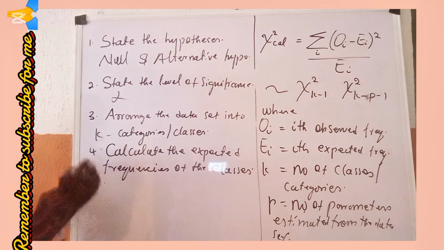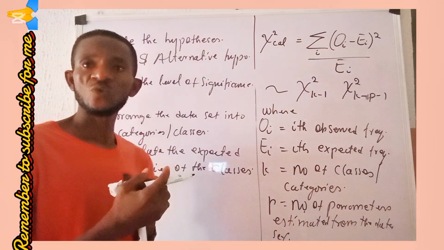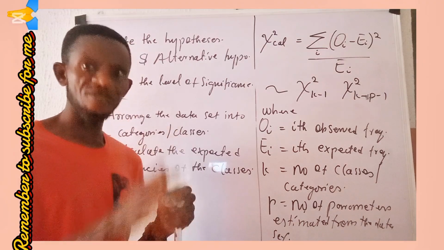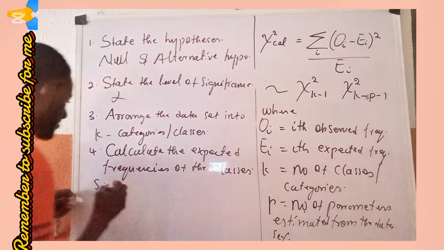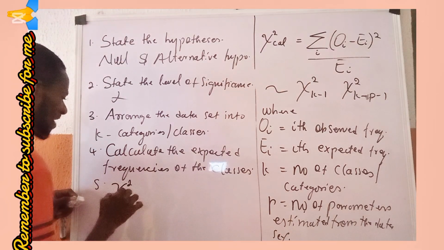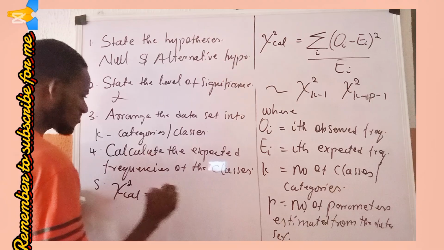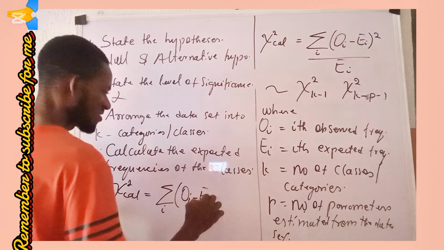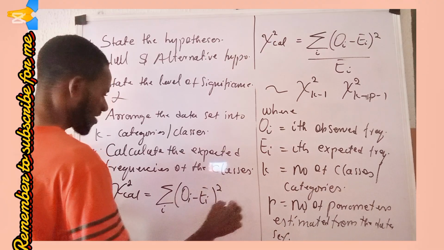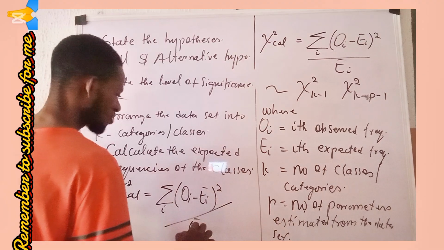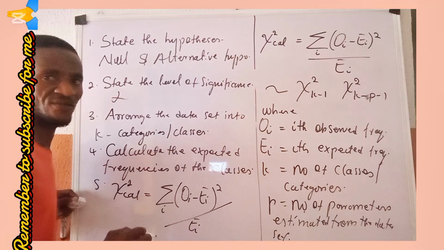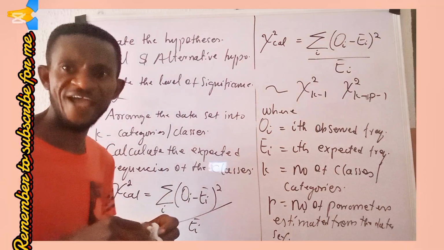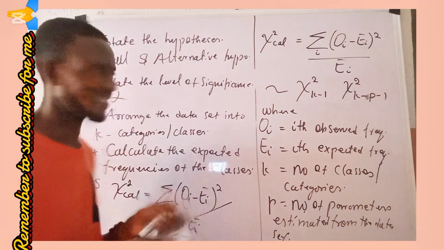Then number five, obtain the chi-square goodness of fit statistic, making use of this formula: chi-square cal equals the sum over i of O subscript i minus E subscript i, all squared, all over E subscript i. Use this formula now to obtain the chi-square goodness of fit statistic.